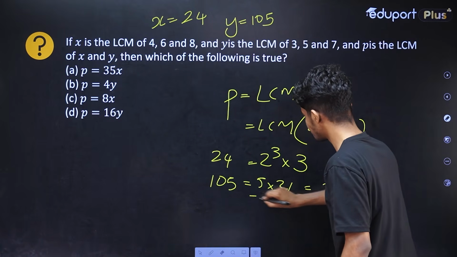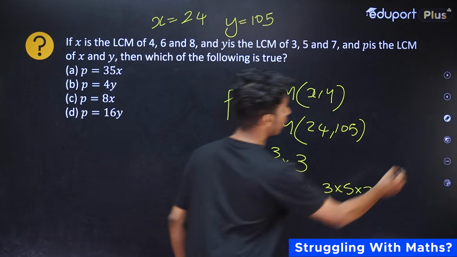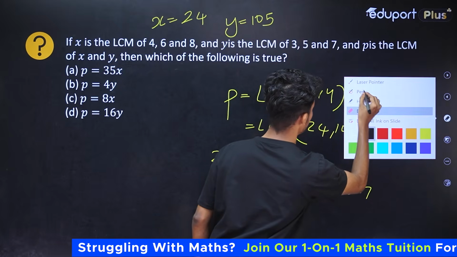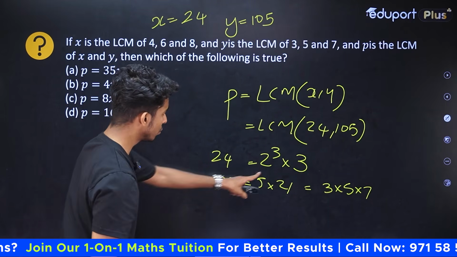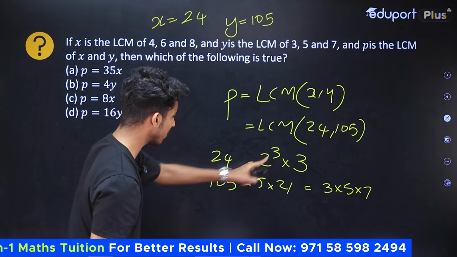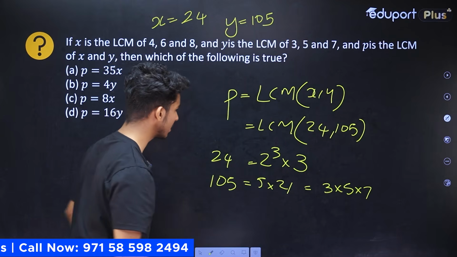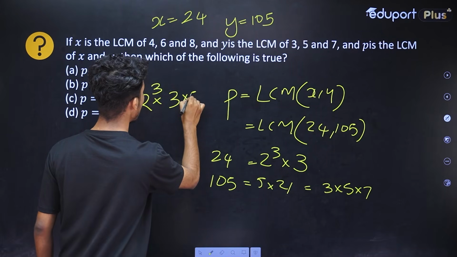Look here, we are going to find the LCM. To find the LCM, here we have the prime 2. 2's higher power is 2 cube, and 3 is there. 3's highest power is 3 raised to 1, and 5 is there, and 7 is there.